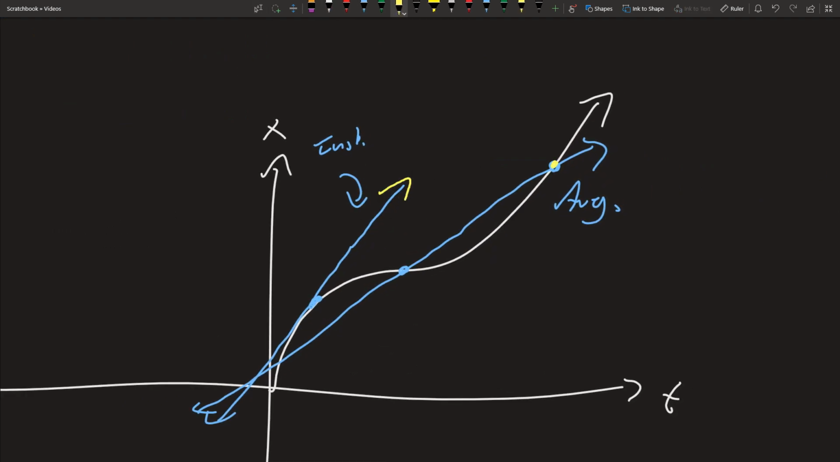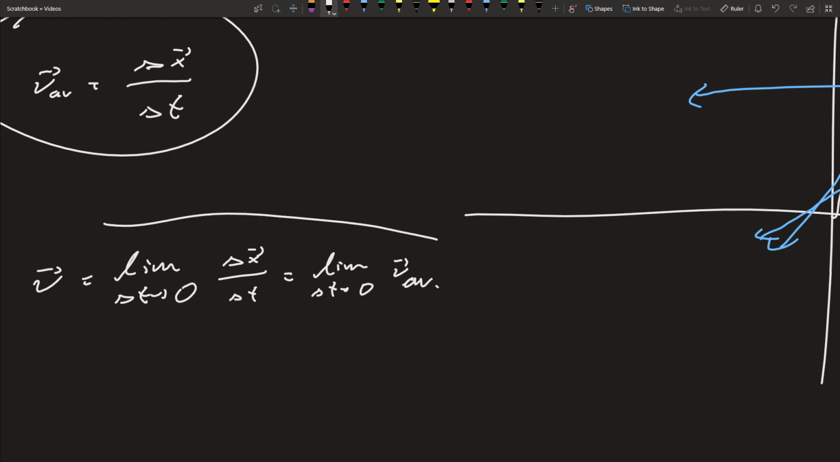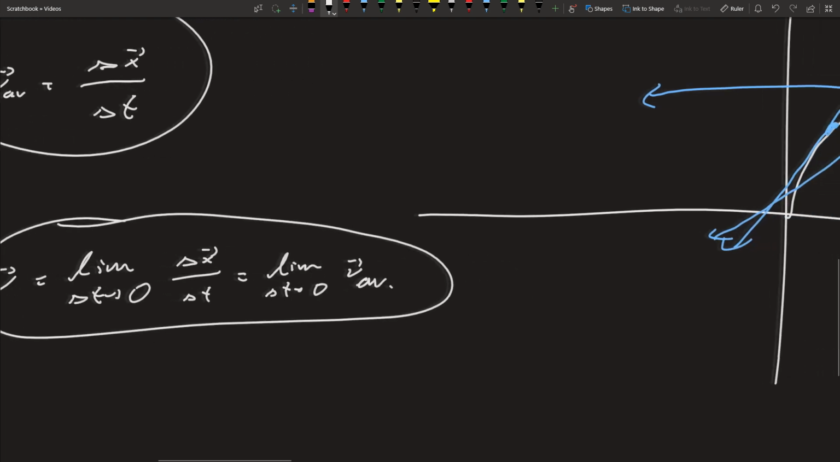Because I'm taking those 2 points and I'm bringing this one really close to this one. If I bring it really close, then the 2 points will just be like 1 point and the slope will be like that, right? So this is also the instantaneous. Anyways, we have the limit as delta t goes to 0 of delta x over delta t. This is equal to the limit as delta t goes to 0 of the average velocity. Okay, so we finished average and instantaneous velocities.